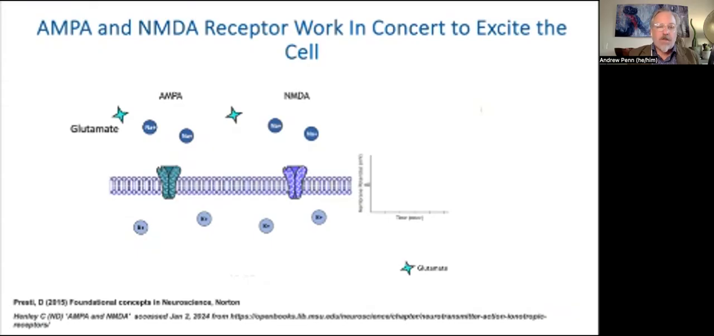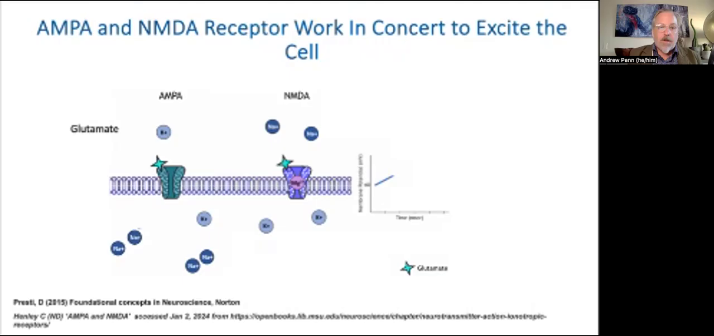I'm going to play this a couple of times. So watch that little blue star. That's a molecule of glutamate. You're going to notice it locks onto both of these receptors, both the AMPA and the NMDA. And I want you to watch the AMPA one first, because we're going to break this down. So here comes the glutamate. These open up. See that little funnel open up? And the sodium goes rushing in, and the potassium goes out.